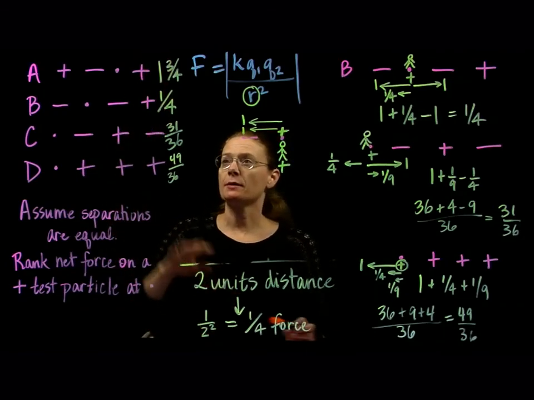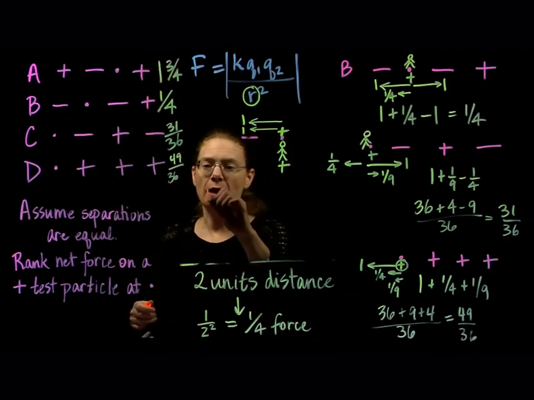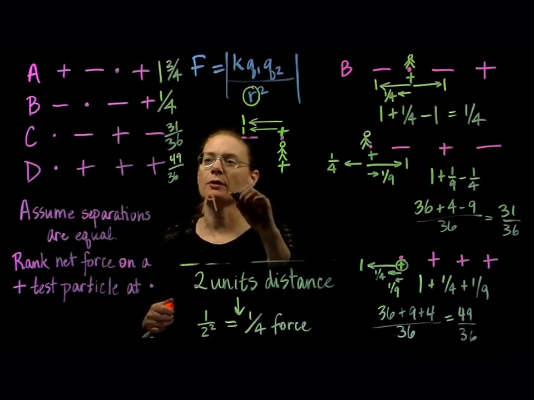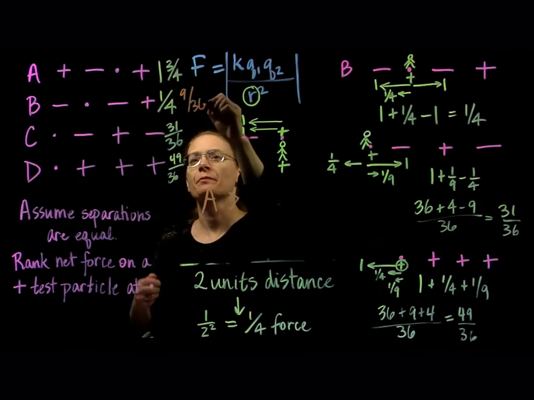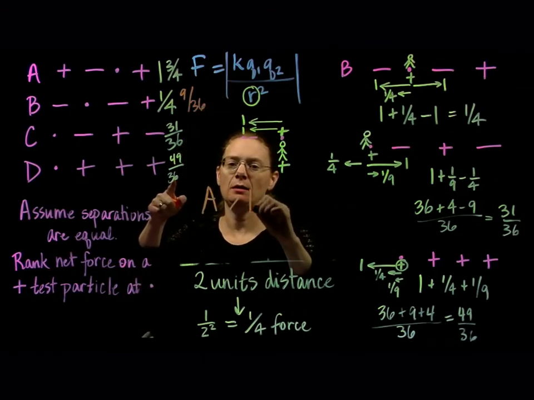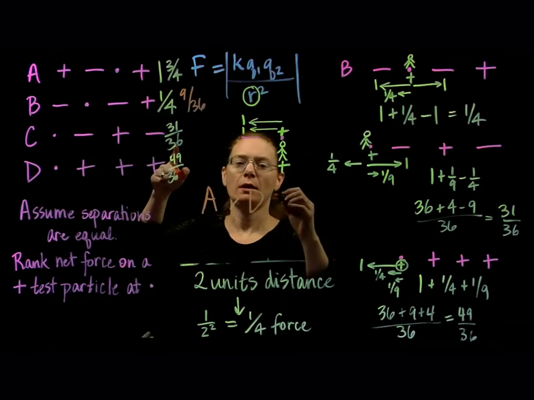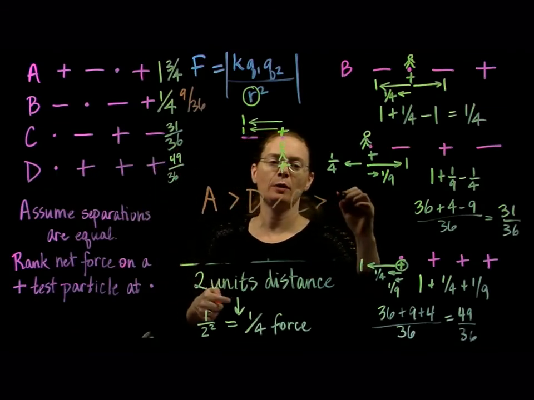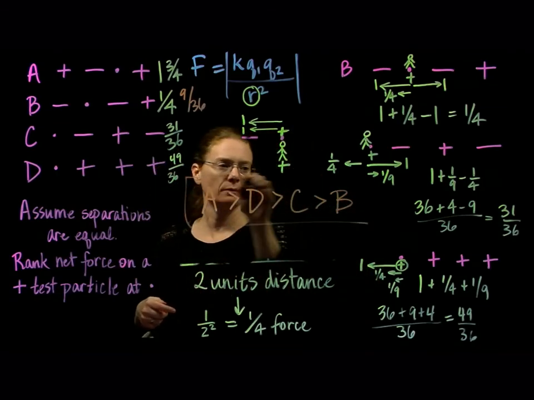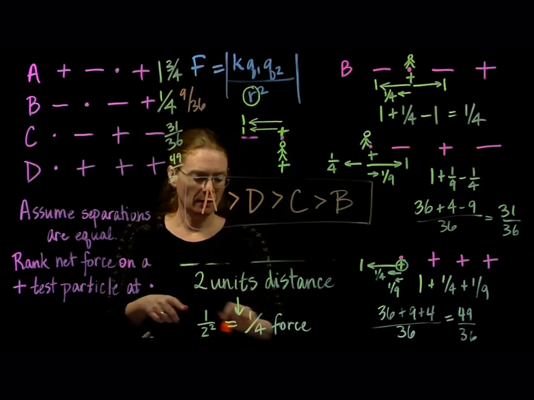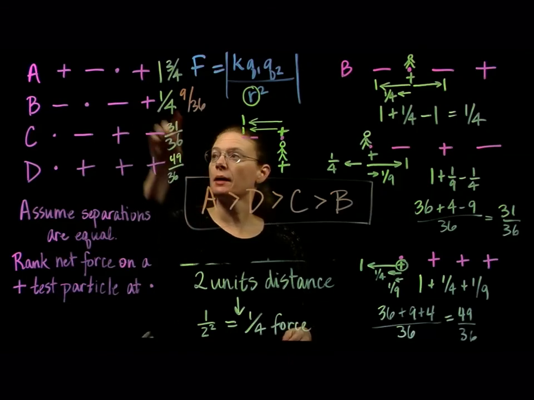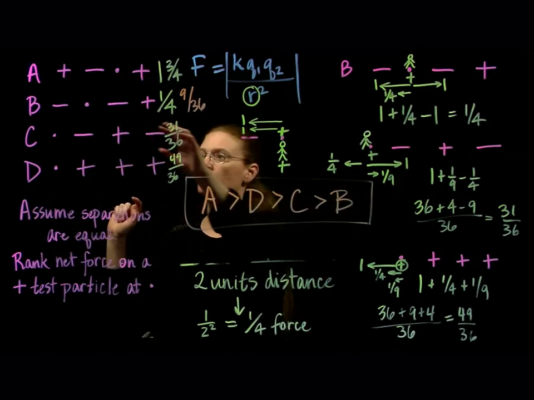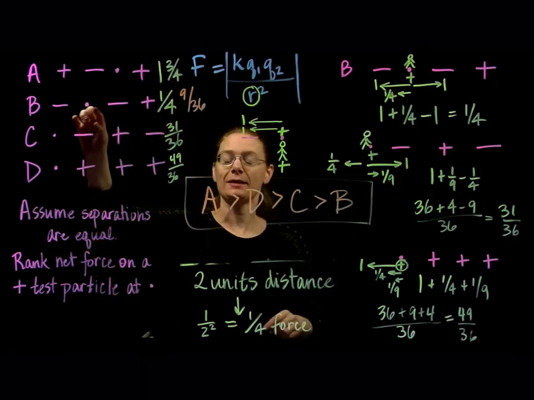Which one's biggest? Well, clearly A is the biggest net force, and that's bigger than D, which is 49/36, then that's bigger than C, which is bigger than B. So the answer to this question is A, then D, then C, then B. A has the biggest net force on that little test particle. B has the smallest net force on that test particle.